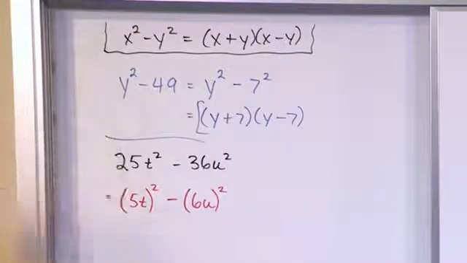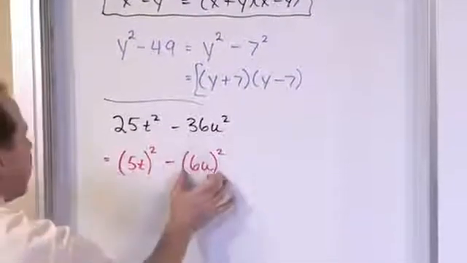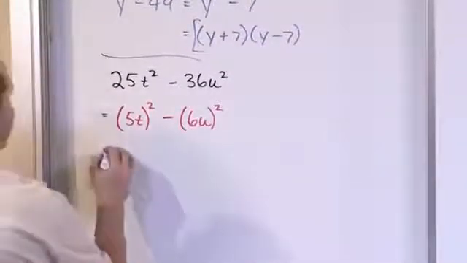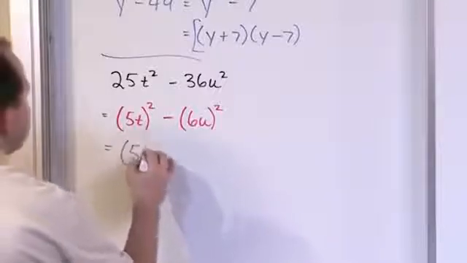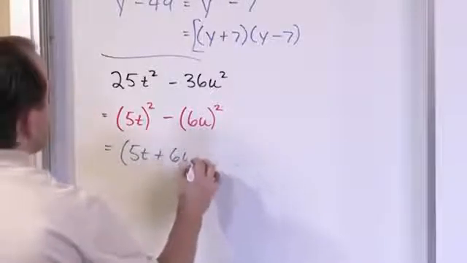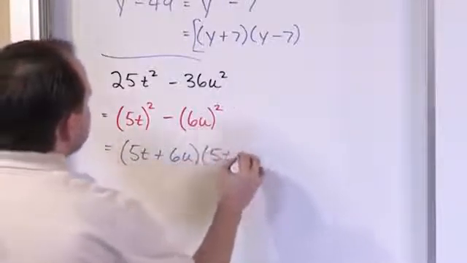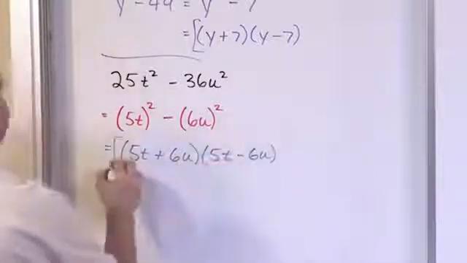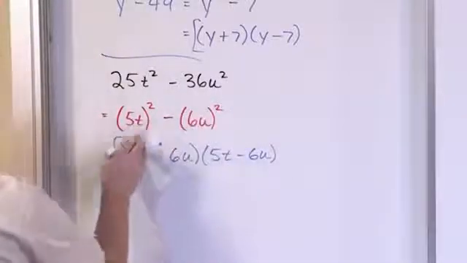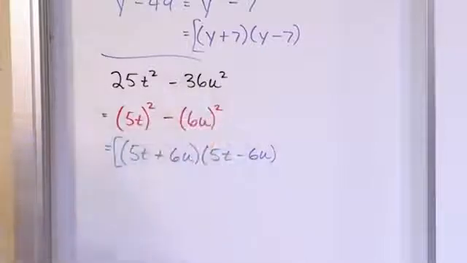And once you realize that, you have the difference of two things that are squared. So the way you write the final answer is 5t plus 6u multiplied by 5t minus 6u. You literally just say this plus this multiplied by this minus this. And that is the final answer.